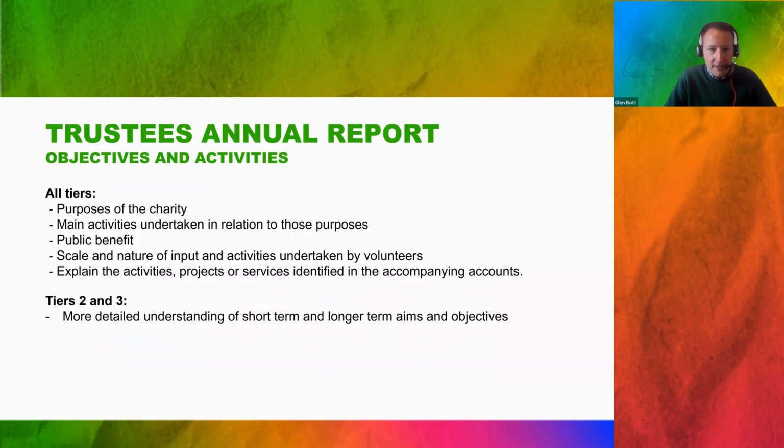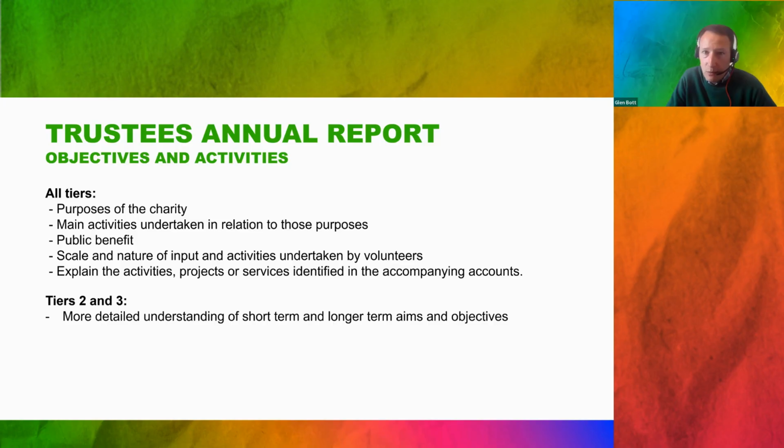So the first section, objectives and activities. There have been no fundamental changes from the old SORP in this area. For each of these areas that I'm going to talk you through, a lot of it should hopefully be a refresher in terms of what should be included, but I will pick out where there are changes from the old SORP as well. In section one, objectives and activities, all charities, regardless of their size, have to produce a summary of the purposes of the charity and then also the main activities they've undertaken to fulfill those purposes.